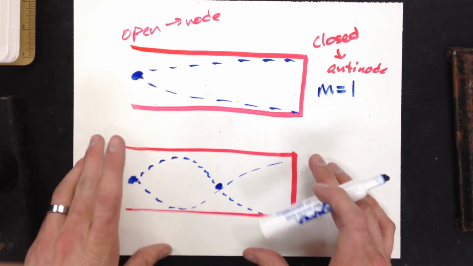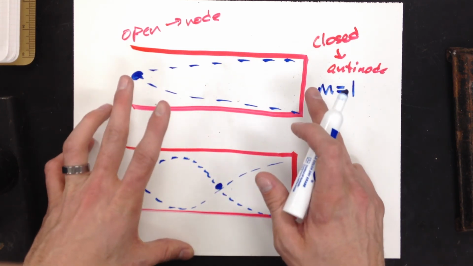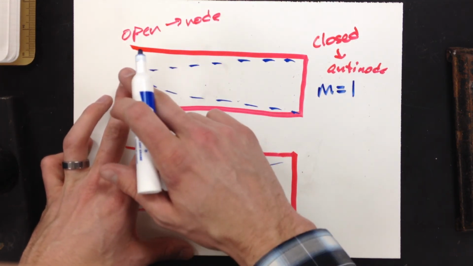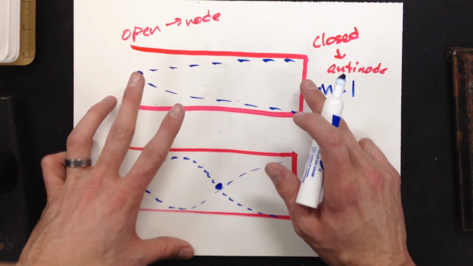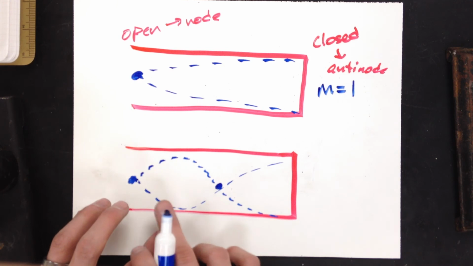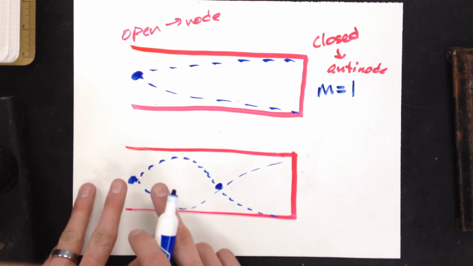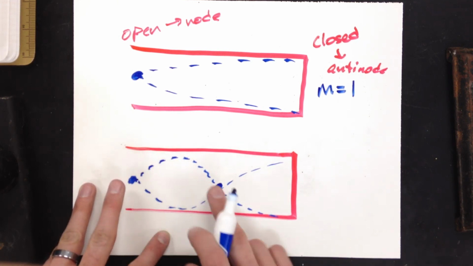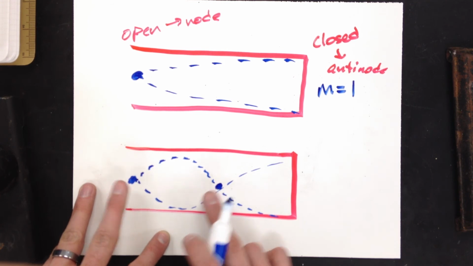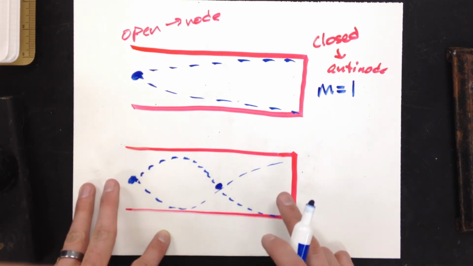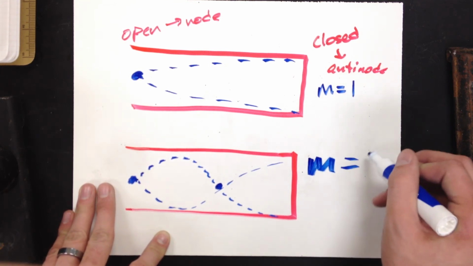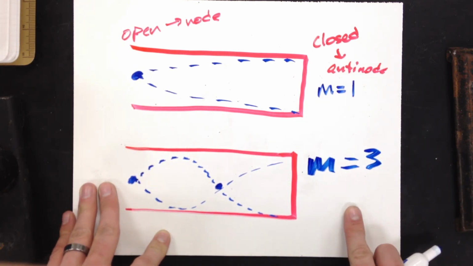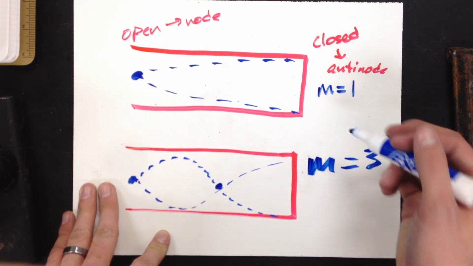So with this, if I tried to draw the second harmonic, I would need a node there, and I would need a node here. What I've got now is I've got a half wavelength there, and then I've got another half wavelength here. So I've got m equals 3. Okay? I can't have the second harmonic.